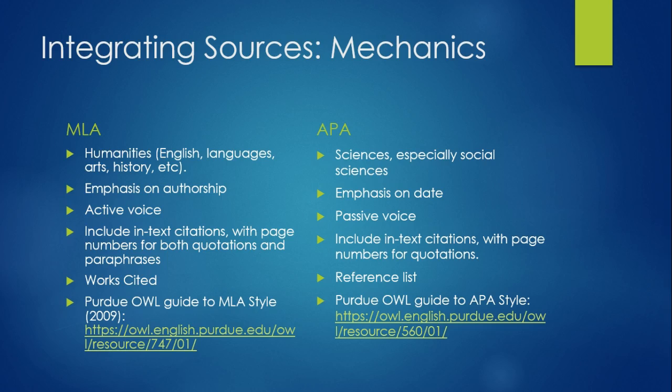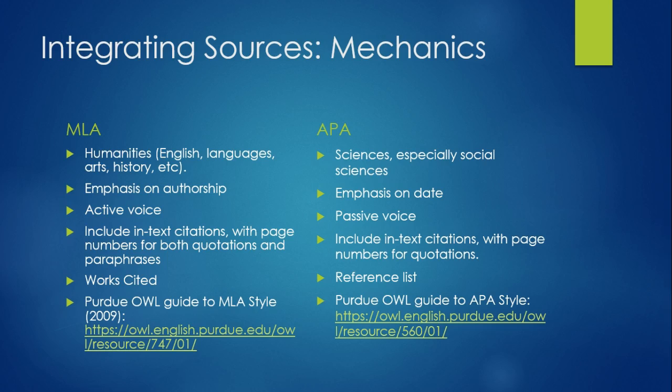And to see the specifics of the MLA style, see the Purdue OWL guide that is the most current and easily accessible version. If you're writing a lot in MLA style, you may wish to purchase the actual style guide, or at least get it out of the library. You'll be using APA style if you're writing in the sciences, especially in the social sciences. The APA emphasizes date.